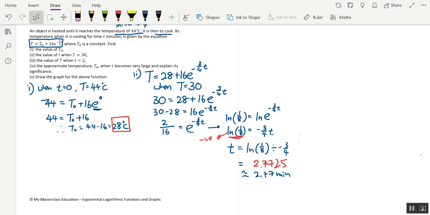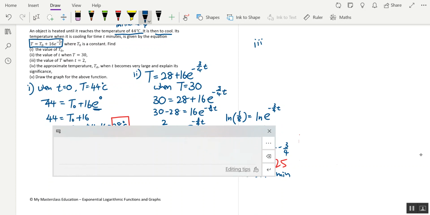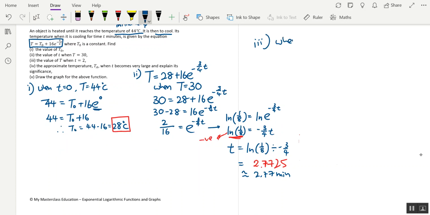Okay, so part 3, simple again, just sub the small t into the equation. Big T equals 28 plus 16e power negative 3 over 4 bracket 2. Key the whole thing into your calculator. 28 plus 16 times e power negative 3 over 4, and then multiply by 2 to the power. And you will get 31.57. Approximate to 31.6 degrees Celsius.